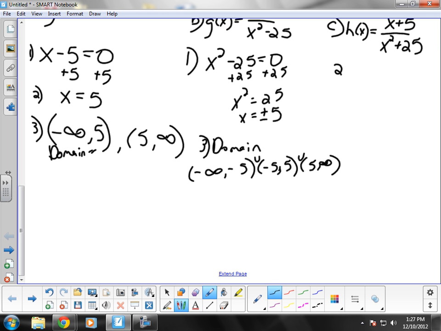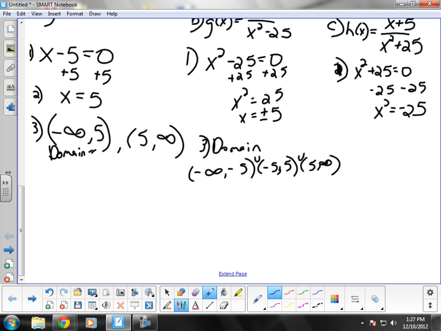Part C. We ready? What are we going to do? The same thing. I got x squared plus 25 is equal to 0. That's step 1. Then I subtract 25 from both sides. That says x squared is equal to negative 25.